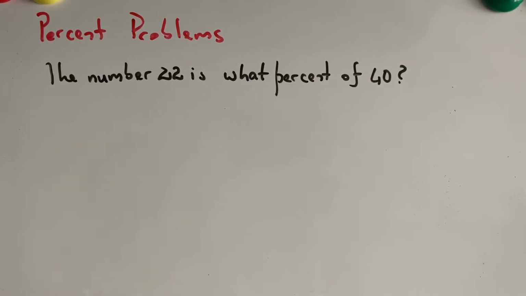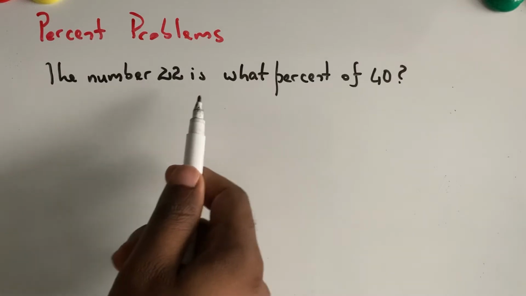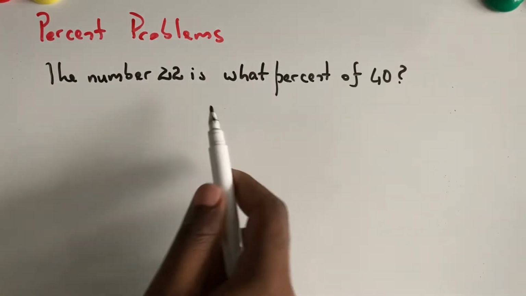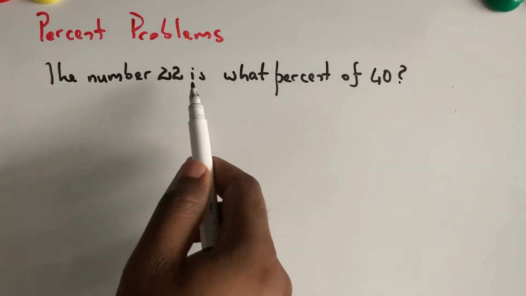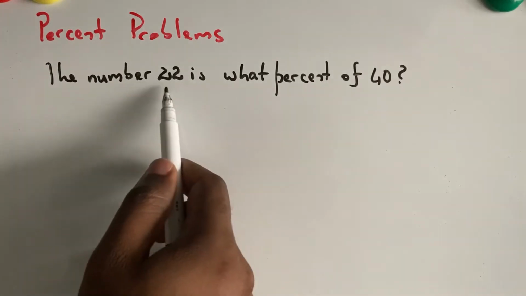By that I mean you just need to translate to an equation, and that would be easily solved by you. Okay, so let's see. Let's say for this problem, for example, it says the number 22 is what percent of 40. So you have the number 22, and you want to know what percent of 40 is actually 22.